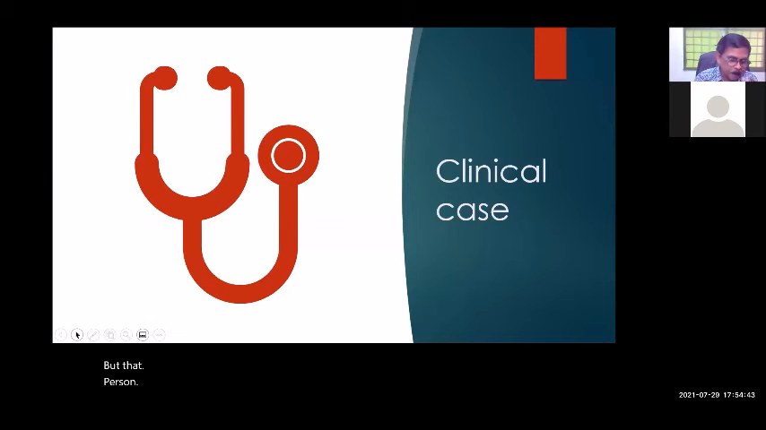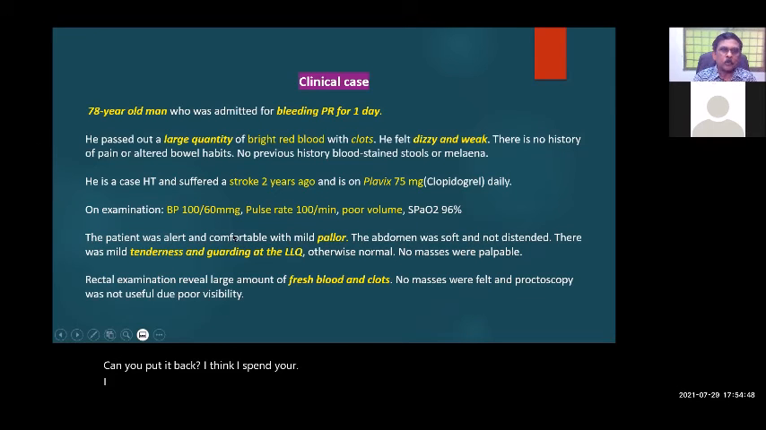Now we come to the clinical case. I'll send you all the clinical case. Let's go through a short clinical case to demonstrate lower GI bleeding. A 78-year-old man was admitted for PR bleeding for 1 day. He passed a large amount of bright red blood with clots, after which he felt very weak and dizzy. There is no history of pain or altered bowel habits, and he has never passed blood-stained stool or melena. He has hypertension and suffered a stroke 2 years ago, and has been on Plavix 75 milligrams since then.